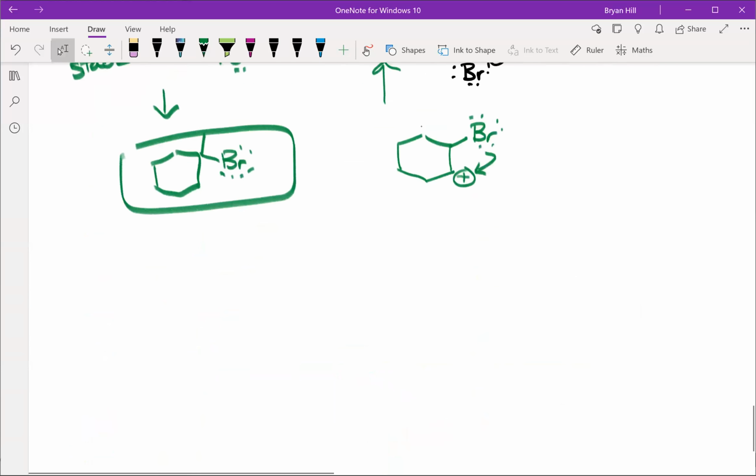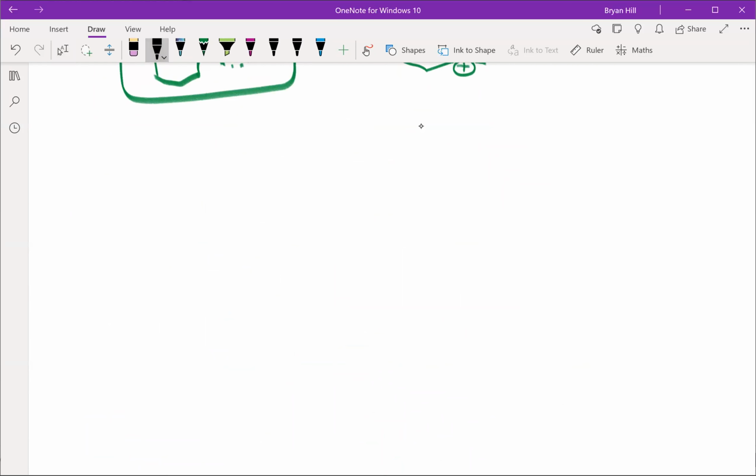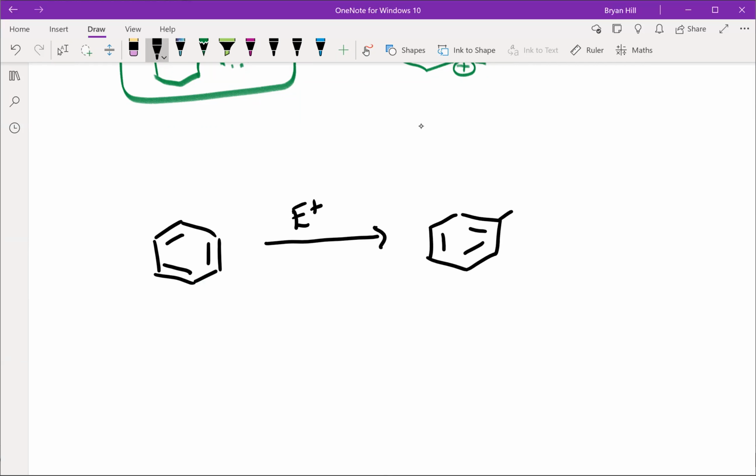Let's talk about aromatic rings for a second, because there was a whole class of reactions where we would use an electrophile here, and we would get this. So electrophilic aromatic substitution.